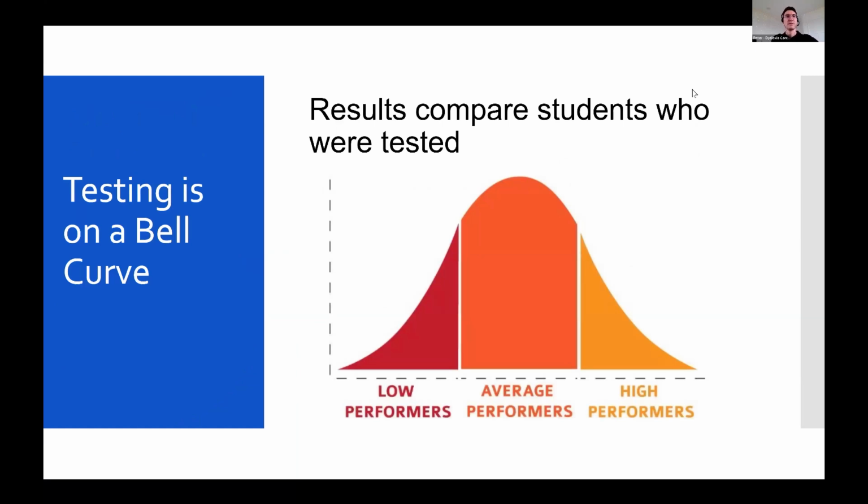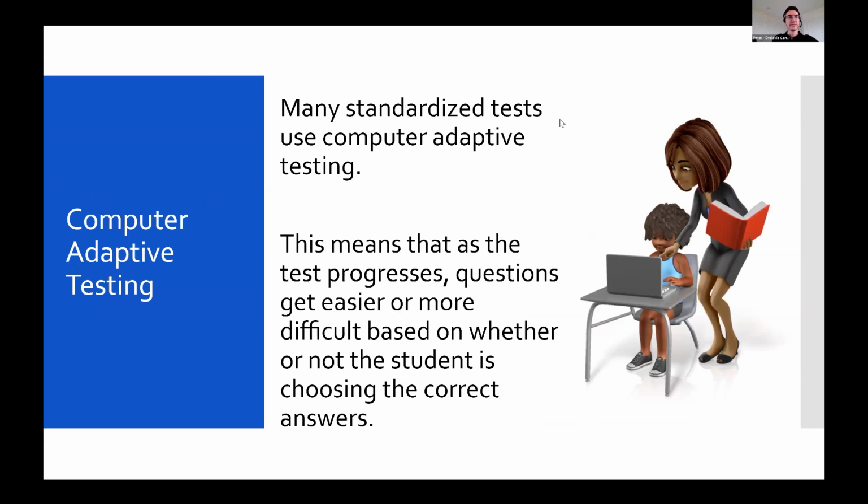The results that come from standardized testing are on a bell curve. And that means that students are compared with other students who did the same test and grouped into certain categories of low performers, average performers, and high performers based on that bell curve. Computer adaptive testing is sometimes used for standardized tests these days. With a computer adaptive test, as the test progresses, questions get easier or more difficult based on whether or not the student is choosing the correct answers.